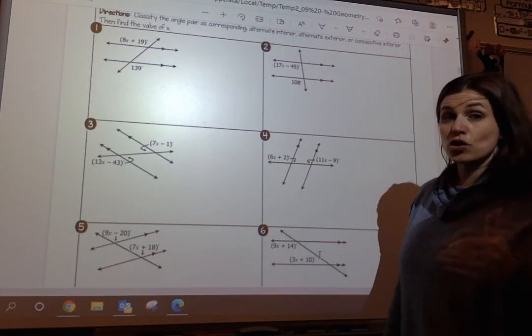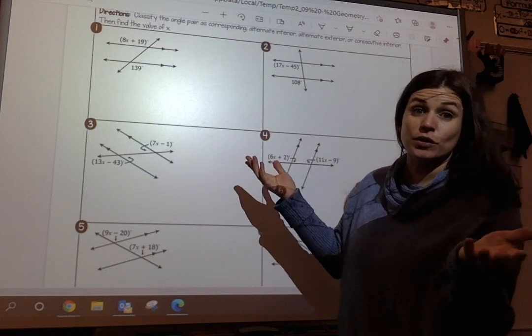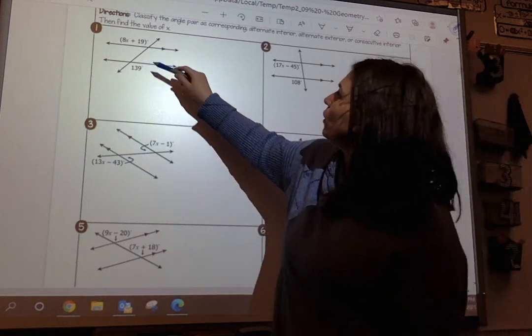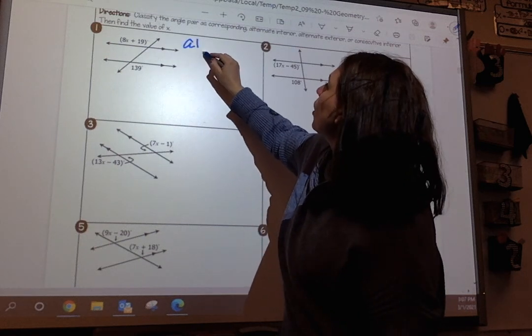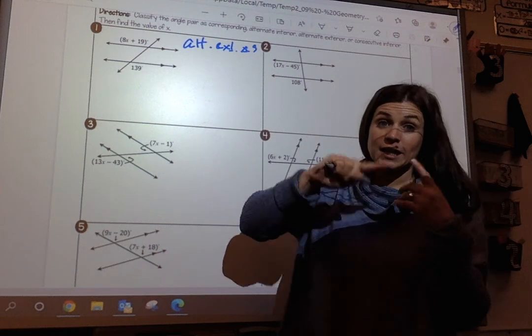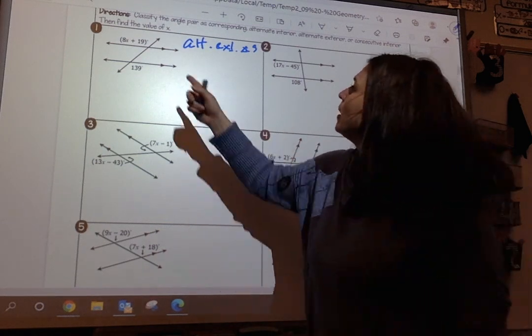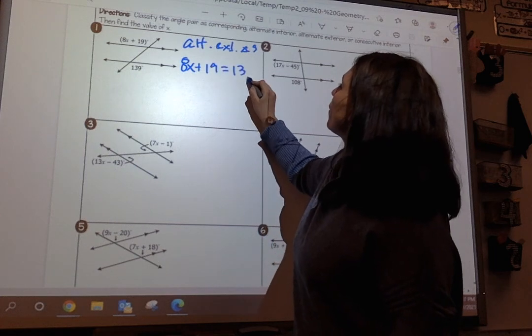This is just going to be a short video now that we already know the angle relationships. Here's how we do it using algebra. So if you look at number 1, these guys are alternating exterior angles. We know that alternating exteriors are equal to each other, congruent. So I can set this up and say 8x plus 19 equals 139.